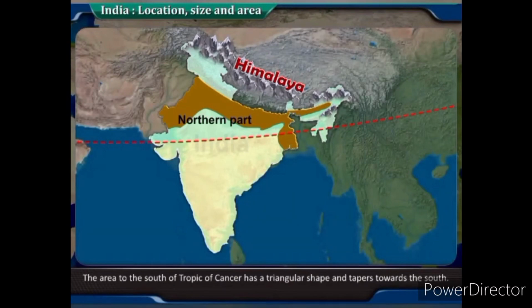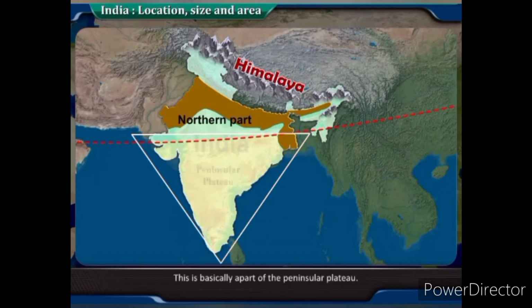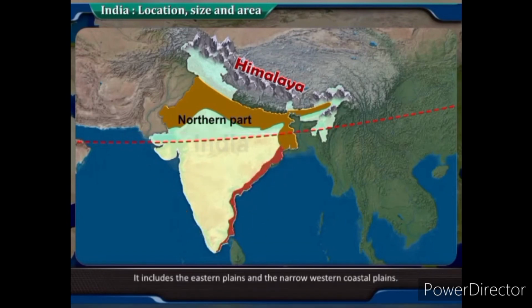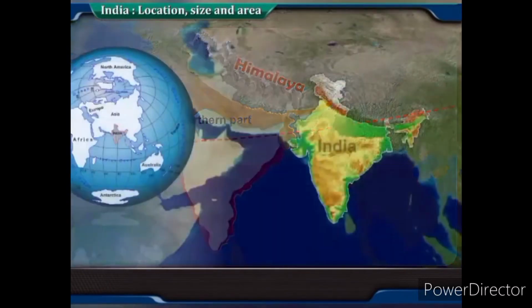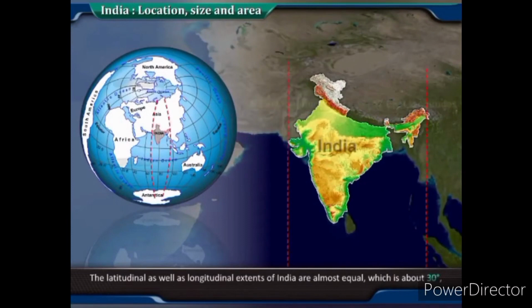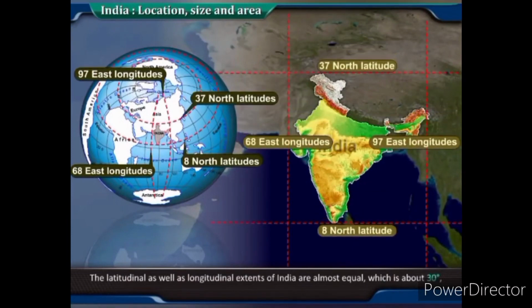The area to the south of the Tropic of Cancer has a triangular shape and tapers towards the south. This is basically a part of the peninsular plateau. It includes the eastern plains and the narrow western coastal plains. The latitudinal as well as longitudinal extents of India are almost equal, which is about 30 degrees.